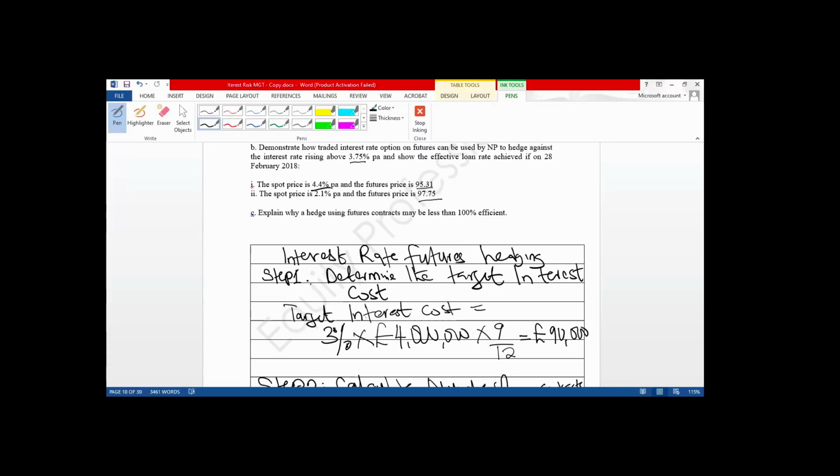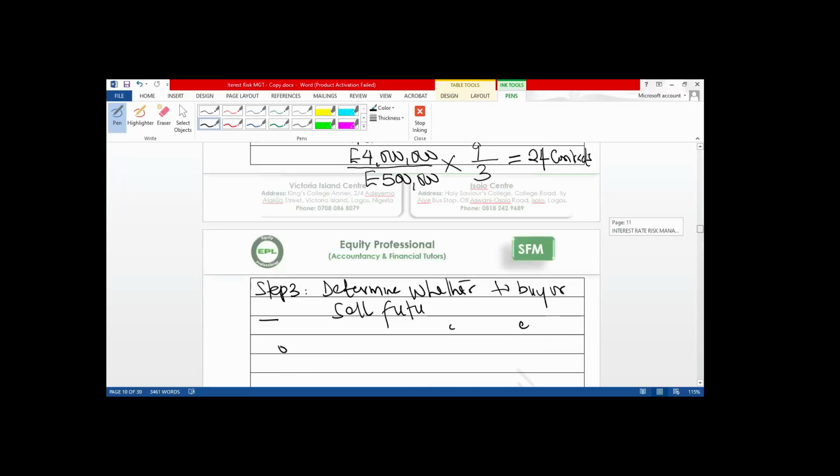Requirement C. Explain why a hedge using futures contracts may be less than 100% efficient. The reason is not far-fetched. The reason why our hedging is not efficient.